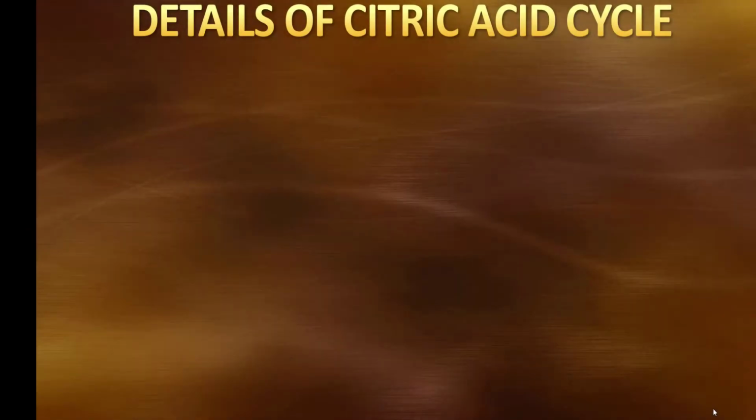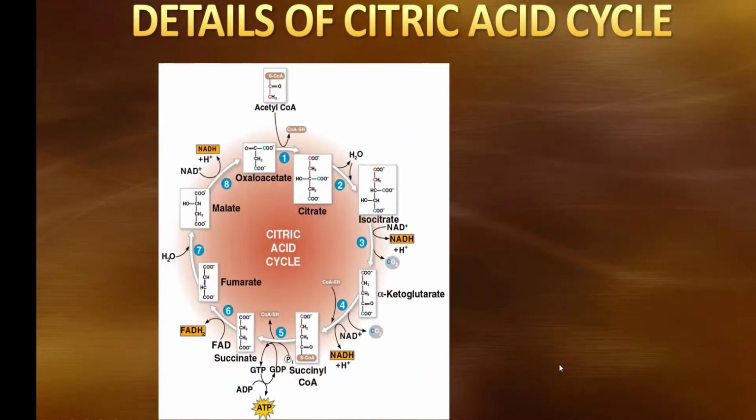Let's take a look at the details of the citric acid cycle. The citric acid cycle consists of a series of 8 reactions, and it is a cycle in that the acceptor molecule is regenerated at the end of this series of reactions and is ready to accept another molecule. So this cycle can continue to run.